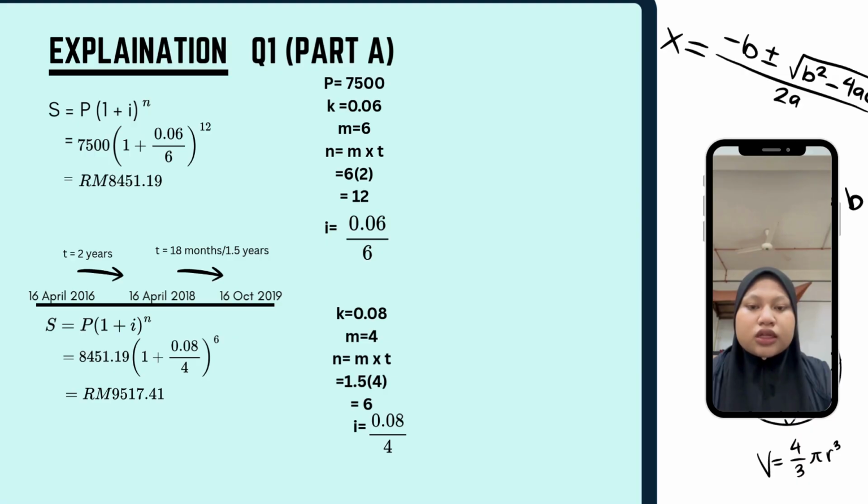So we need to use the same formula we already used just now, with 8,451 ringgit and 19 sen for the P, and in bracket 1 plus 0.08 per 4, and in bracket 1.5 multiplied by 4 because it's compounded quarterly. So we get the final answer, which is 9,570 ringgit and 41 sen.